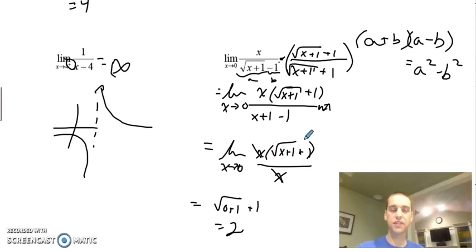This is how we simplify something that cannot be factored. We multiply by its conjugate. Okay? Hope that makes sense. If it doesn't, go back in the previous page and read those 3 steps.